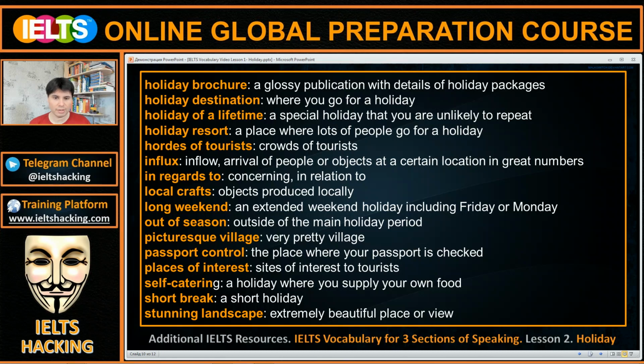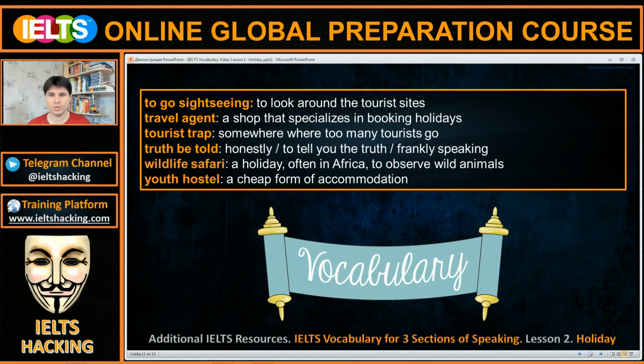Self-catering, that would be a holiday where you supply your own food. Short break means a short holiday. Stunning landscape, extremely beautiful place or view. Well, that's the same as picturesque landscape, the same thing. To go sightseeing means to look around the tourist sites. A travel agent, that would be a person or a shop that specializes in booking holidays. Tourist trap, this is somewhere where too many tourists go. It's a very crowded, cramful place.